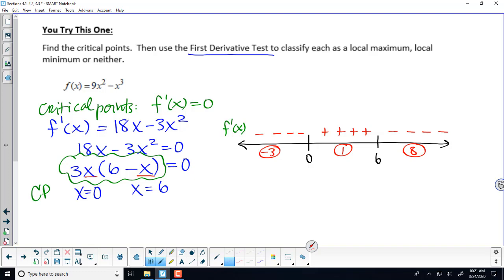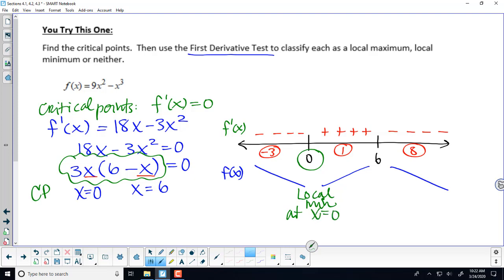Okay? So what happens here? On this interval, my function is decreasing. On this interval, it's increasing. And on this interval, it is decreasing. So what does that tell me at 0, my critical point? Changes from decreasing to increasing. We have a local minimum. And here, we have a local maximum, changes from increasing to decreasing.